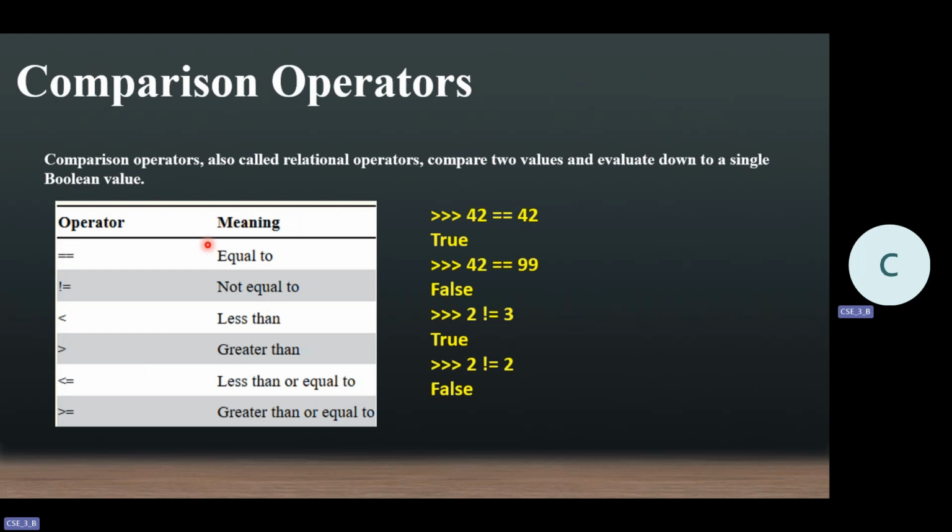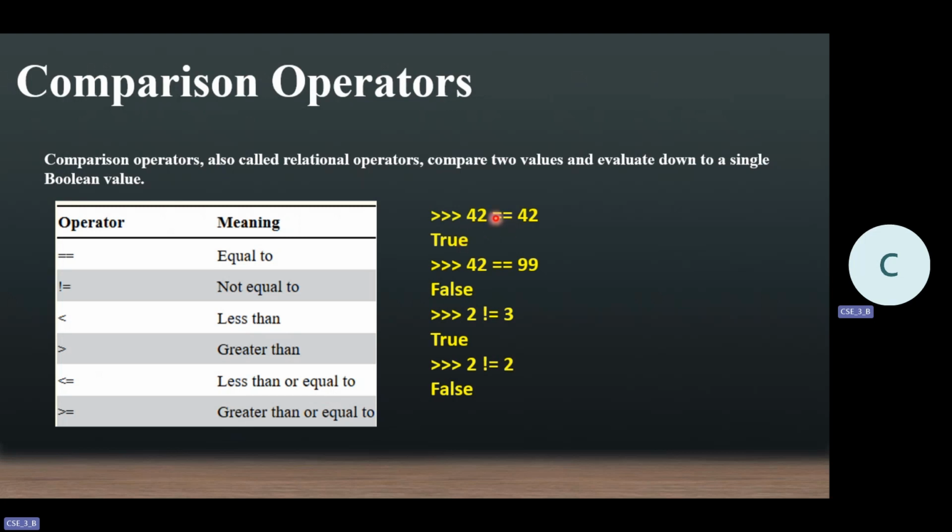Next we focus on the comparison operators. What are comparison operators? They are also called relational operators, which are used to compare two values and evaluate them to a single Boolean value. Let us observe what the different operators are: equal to, not equal to, less than, greater than, less than or equal to, greater than or equal to. Let us see an example of how it is going to work.